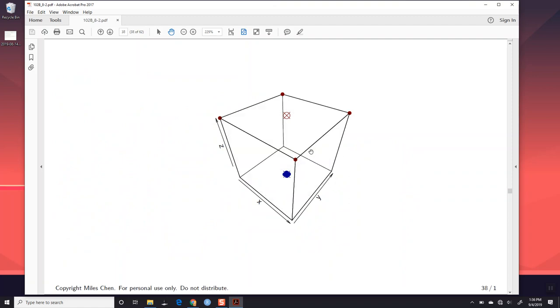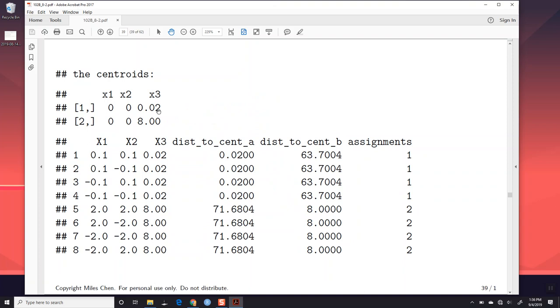I recalculate the centroids, okay, and the centroid of cluster 1 is 0, 0, 2, the centroid of cluster 2 is 0, 0, 8.0, and if I recalculate the distances, now we see it's very close to the centroid of cluster A, and over here it's very far from the centroid of cluster B, far from the centroid of cluster A, but close to the centroid of cluster B.